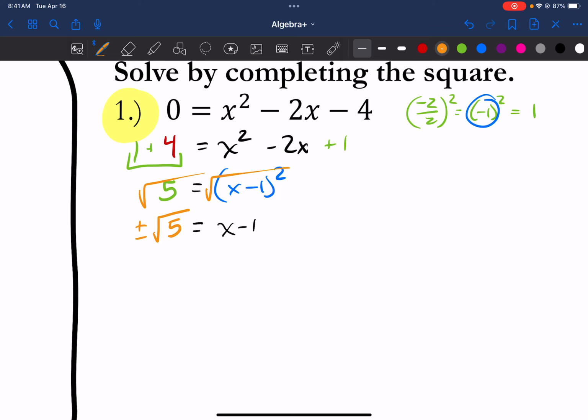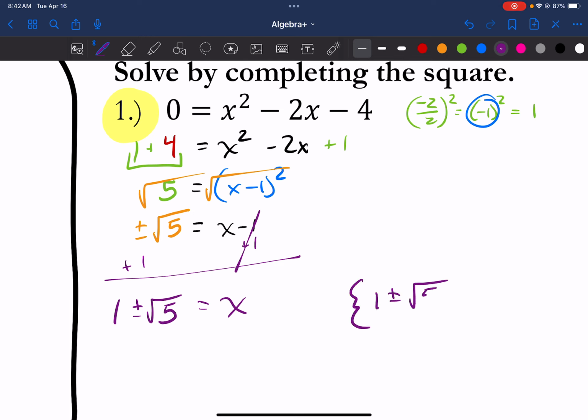Okay, I can't simplify it, right? There are no factors that multiply to 5 that are perfect squares. So I'm just going to add 1 to the other side, right? We're going to simplify it. So x equals 1 plus or minus root 5. That is our answer, and sometimes you cannot go any further than that.